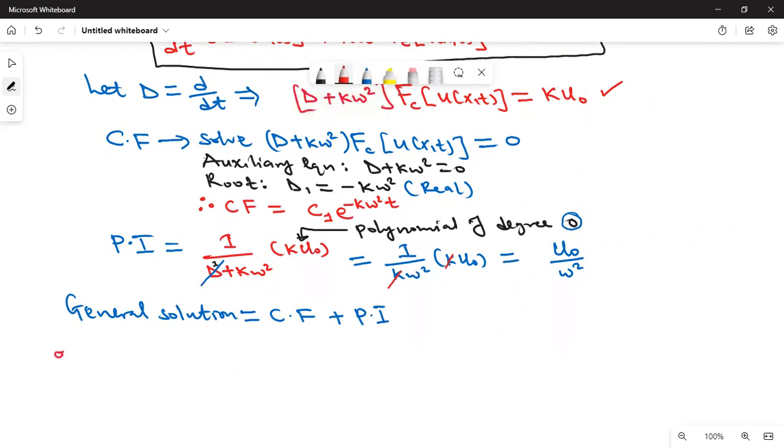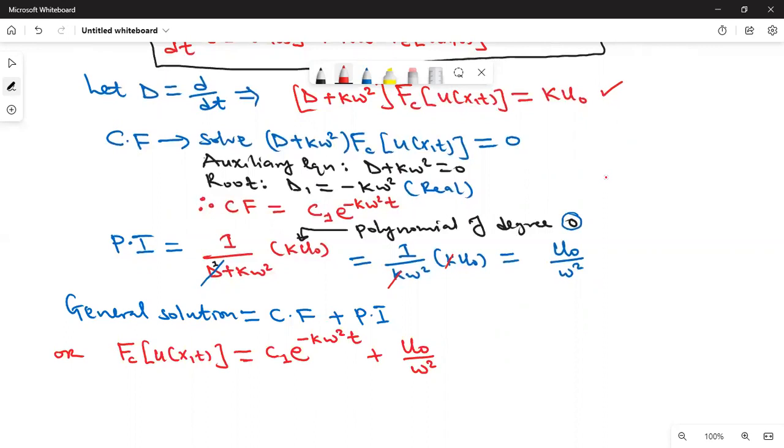So you can say, or the Fourier cosine transform of u of x,t is equal to a constant c1 times exponential negative k omega squared t, plus u naught over omega squared. So that's what you get.